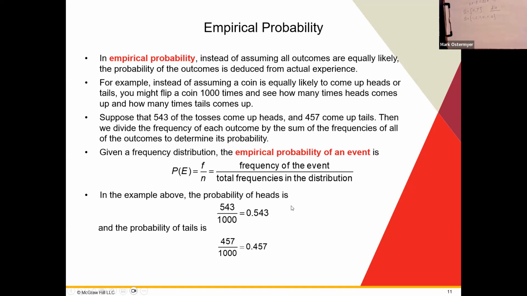So the probability of a heads for this particular situation here with our coin, which may be unfair or biased, would be 543 out of 1,000, or 0.543. And the probability of the complementary event of flipping a tail would be 1 minus 0.543, or 457 divided by 1,000, 0.457.